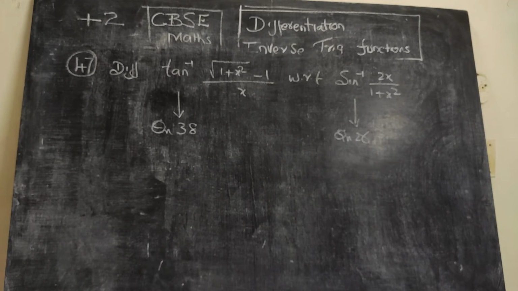So that comes to the end of this day. We have discussed so far 47 sums covering differentiation using chain rule, implicit function, and inverse trigonometric functions. So the next class we will go for differentiation of exponential and logarithmic functions.